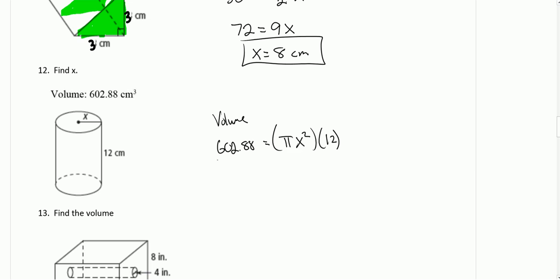So if I divide both sides by 12 pi, let's see, 602.88 divided by 12 pi is roughly 16. So this is an estimate, so roughly 16. So we get x squared is 16. Take the square root. We get positive or minus 4. We're going to go with the positive because we're talking about a distance here, and we're looking at centimeters.